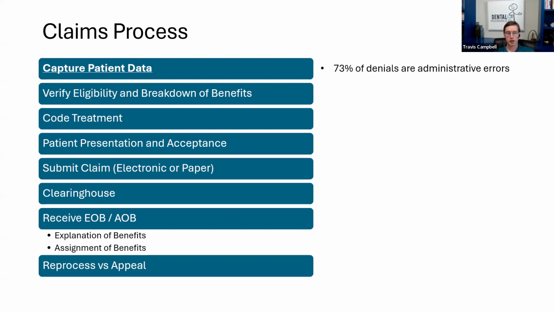Now, going back to the beginning, and we'll go through each of these steps. Capturing the patient data is probably the most important aspect of this because, like anything with data, garbage in equals garbage out. So if you fail on the first step of the process, the rest of the process fails almost automatically. And one of the interesting pieces of data is 73% of denials across the country are administrative errors, meaning wrong information, typed in incorrectly. So this is where capturing patient data is so important because even being off by a letter or number, digit, is enough to make the entire claims process fail.